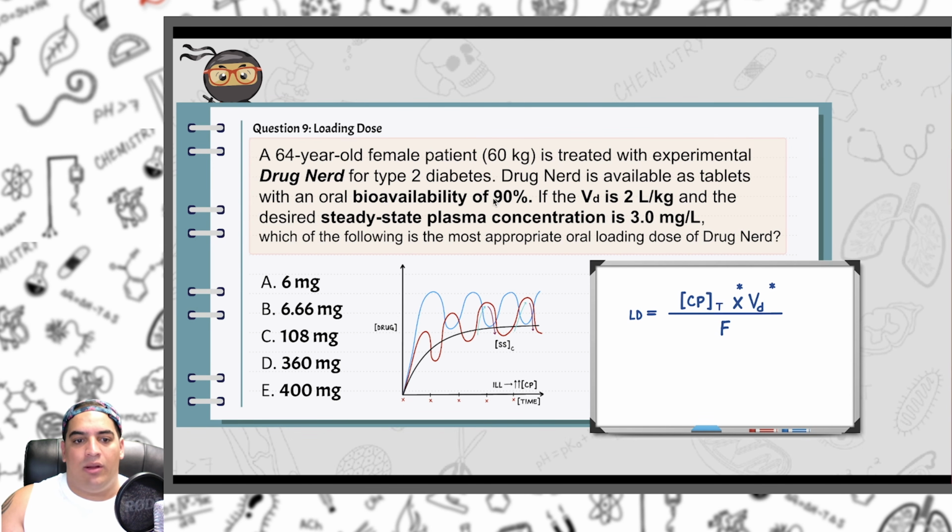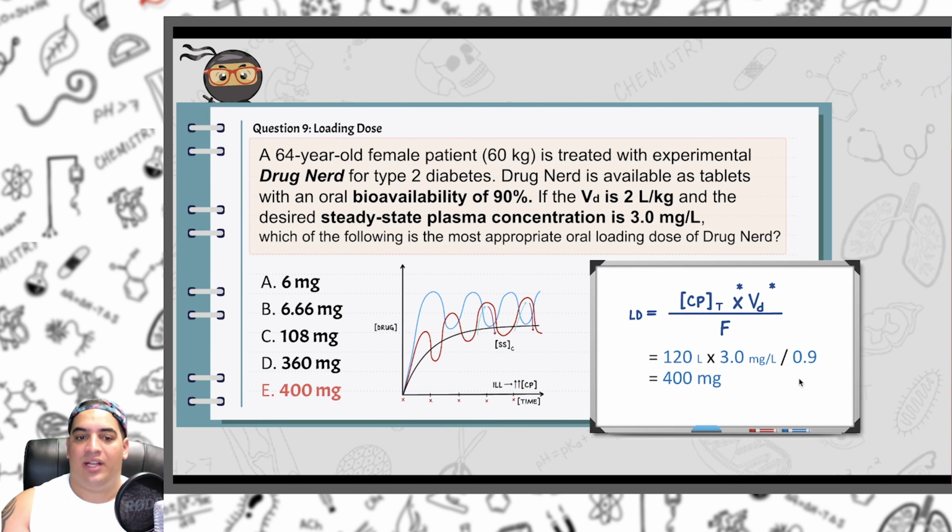And then the bioavailability is 90%. If it was an IV drug, it'd be 100%, so it'd be 1. In this case, it's going to be 0.9. So if we plug all of this in, it's going to be 120 times 3 divided by 0.9. The only reason we got 120 liters is because we're taking 2 liters per kg and multiplying it by the weight of the patient, which is 60 kgs, because the volume of distribution should be in liters. All right, so when we do this, what's our loading dose? It's 400 milligrams. So that would be the answer here: 400 milligrams.